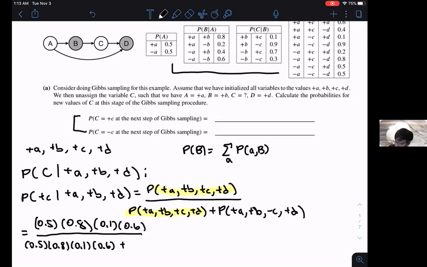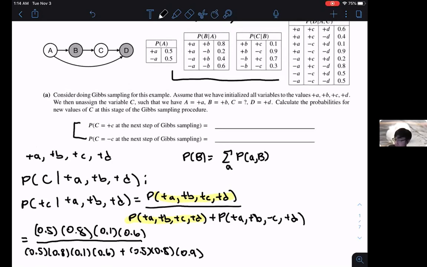And then we add that with the same sort of setup, except instead we have minus c. So what does that entail? We have 0.5 and 0.8. Notice that those two probabilities are not dependent on the value of c. Then we need the probability of minus c given plus b, which is 0.9, and the probability of plus b given plus a comma minus c. In this case, that is 0.1.